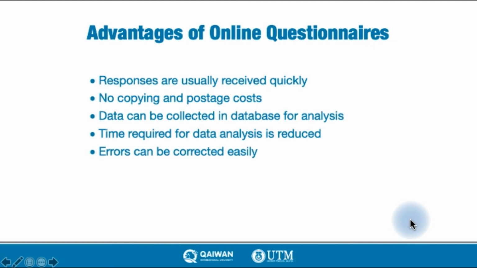So responses are usually received quickly, because you don't have to go to their place. Even if you want to do data collection in another country, you can just email them or send it by Facebook, WhatsApp, whatever. There is no copy and postage cost, so there is no cost because you are just using the internet, and data can be collected in a database for analysis. So Google Forms will help you analyze how many people responded and how many say they like or don't like these questions or whatever.